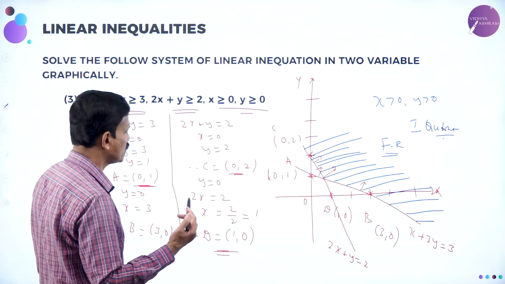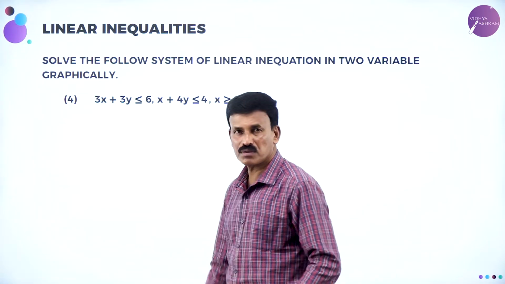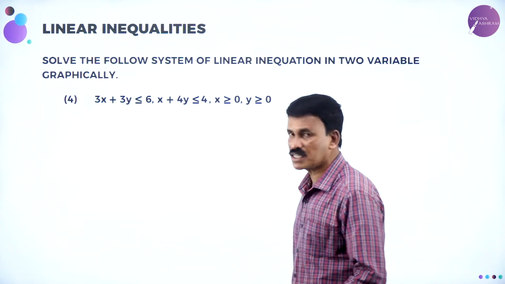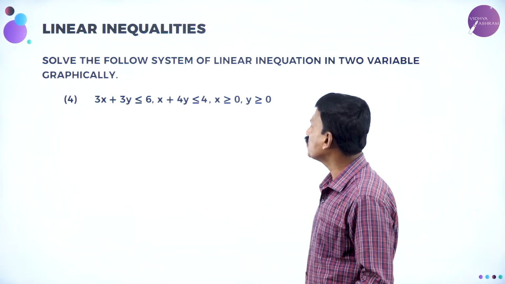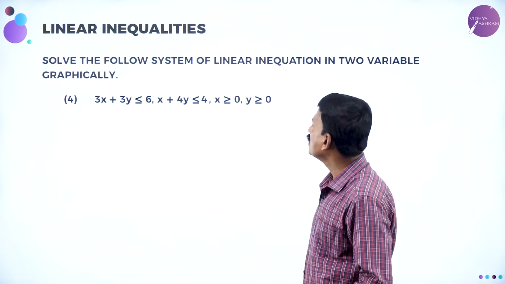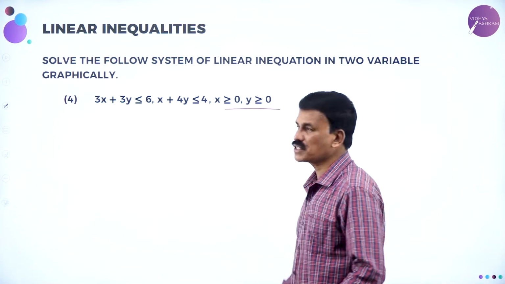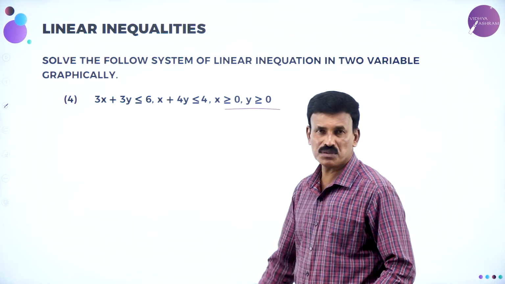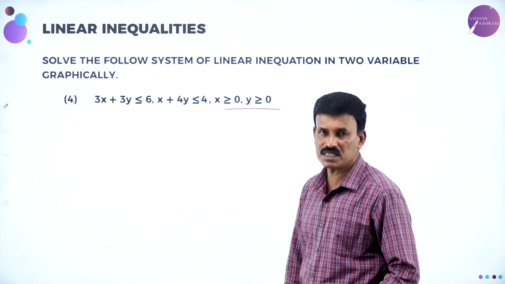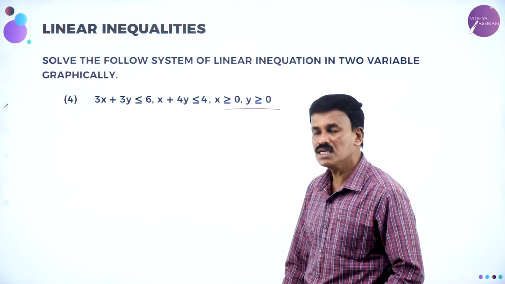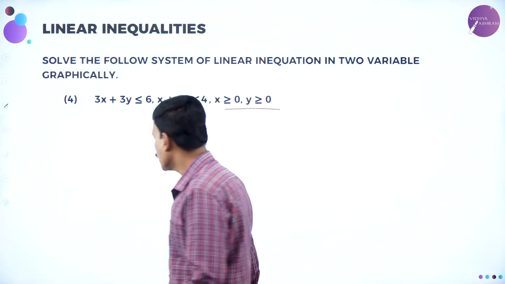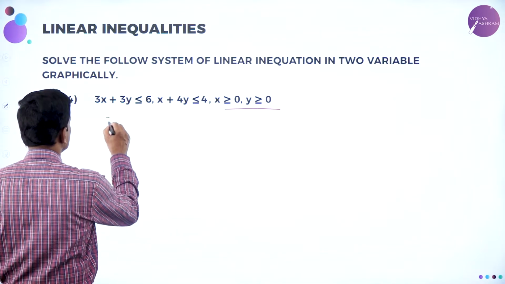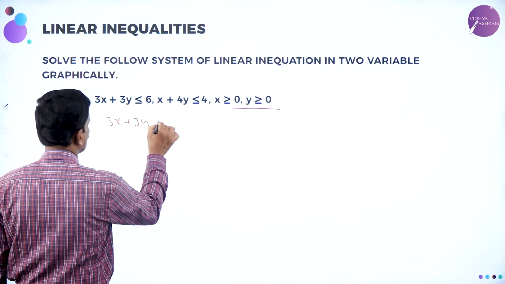Now, let us come to the next one, the fourth problem. Problem number 4: 3x plus 3y is less than or equal to 6 and x plus 4y is less than or equal to 4, where x is greater than or equal to 0 and y is greater than or equal to 0. That means the feasible region is in the first quadrant. Now, let us convert these inequalities into equalities.